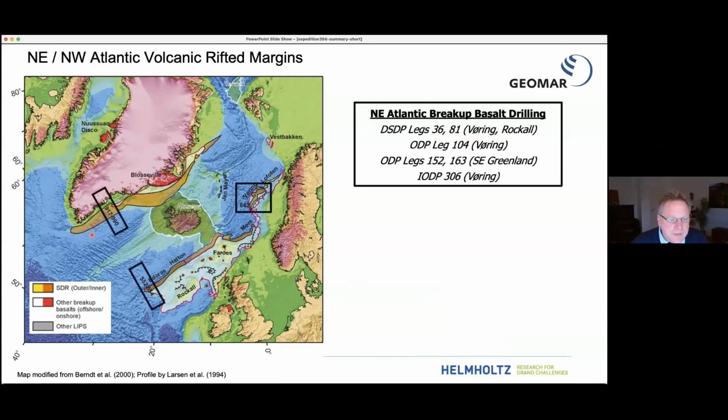There have been about 5 campaigns since that studied this margin. The reason people went to the North Atlantic to study volcanic rifted margins is that they are very well exposed here. There is a lot of geophysical data in the area, and the sediment overburden is quite small, so it is relatively easy to drill the volcanic deposits in this area.